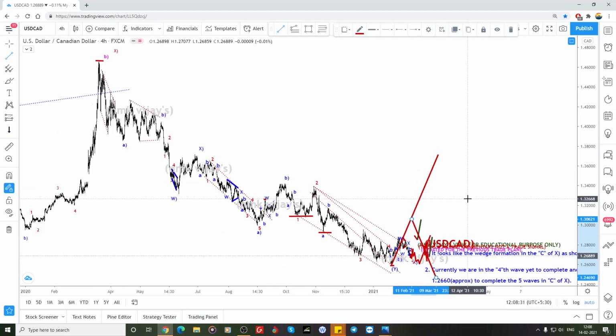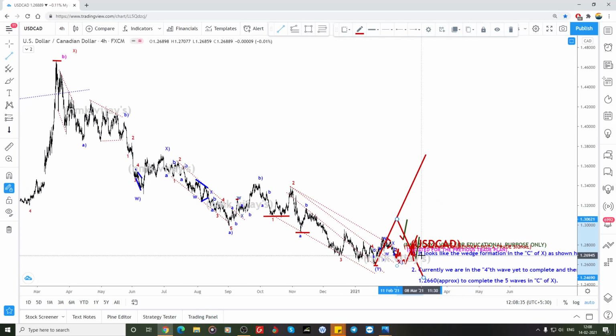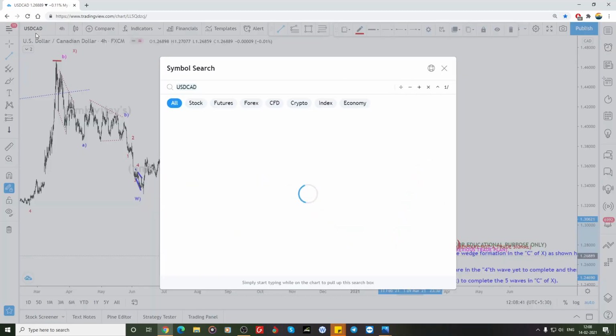So that is why I'm telling you, don't stick to your wave counts. We need to keep on changing according to the wave and the price action. So let's move on to the USD JPY.